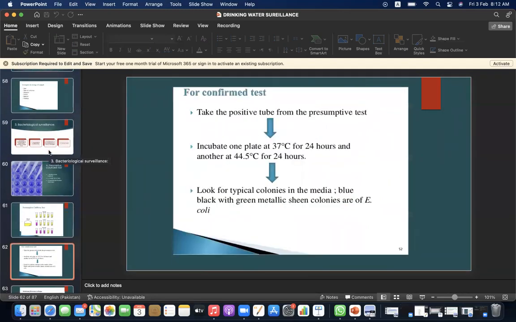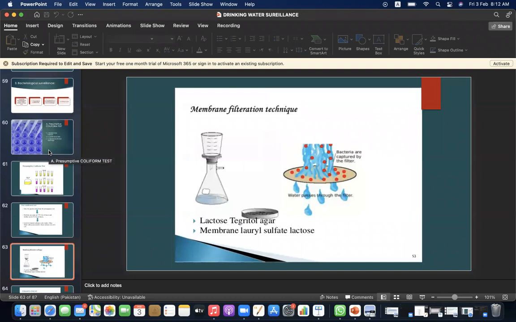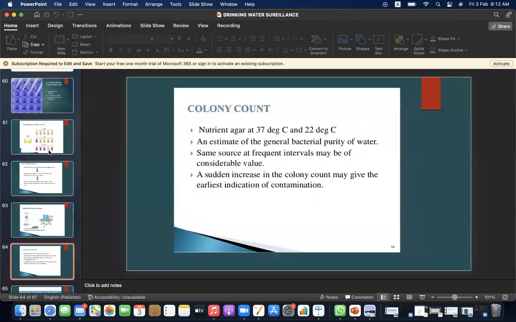For the confirmed test, take the positive tube from the presumptive test, incubate one plate at 37 degrees centigrade for 24 hours, and another at 44.5 degrees centigrade for 24 hours. Look for atypical colonies in the media. Blue-black colonies with a green metallic sheen are E. coli. Membrane filtration technique: lactose, tergitol, agar, membrane, lauryl sulfate lactose.